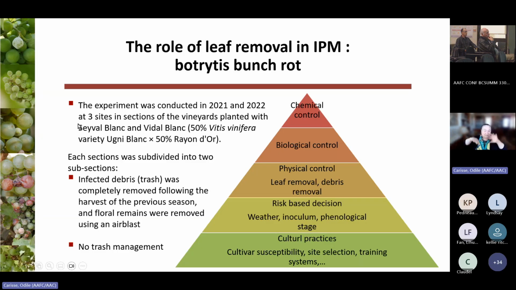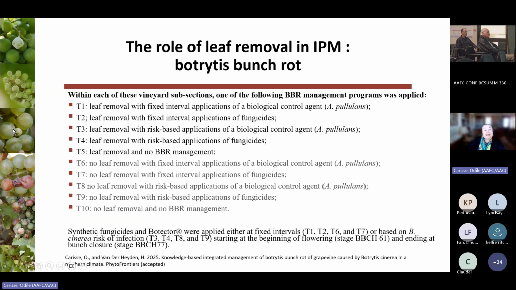So imagine that we had the 2 cultivars, each split in 2 sections, and within these 2 big sections we had 10 treatments. Basically, for the first 5 treatments we applied leaf removal twice, and the other 5 had no leaf removal. Then the botrytis bunch rot was either treated with biological control or chemical control at fixed intervals, or based on the risk of botrytis.